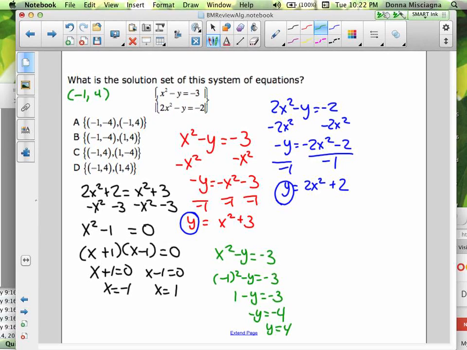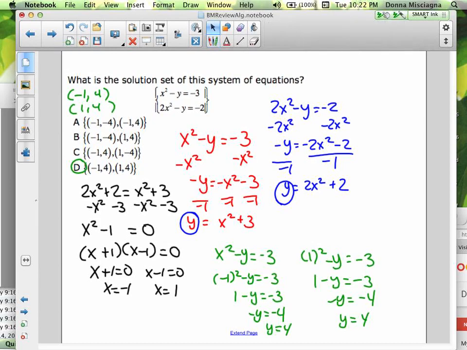And then for the other solution, we have 1 squared minus y equals negative 3. And so that's just 1 minus y equals negative 3. Subtract 1 from both sides, and you see we're going to get the same solution. So y equals 4. So we have (negative 1, 4) and (1, 4). And the set that has that is D. D is the correct one. Okay.